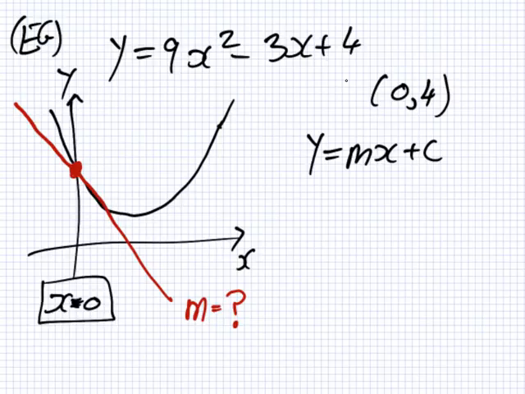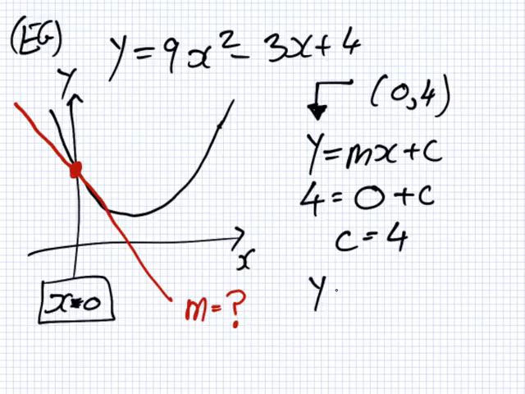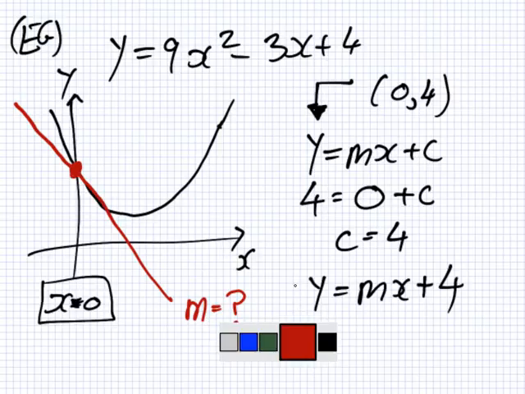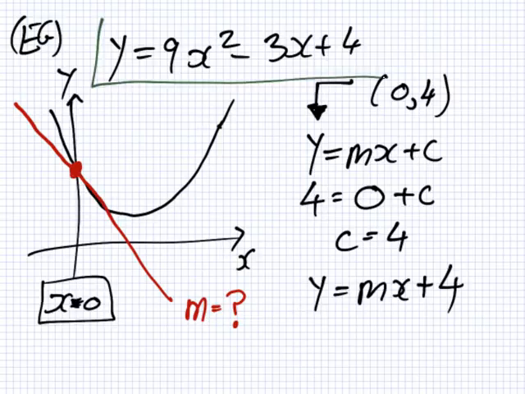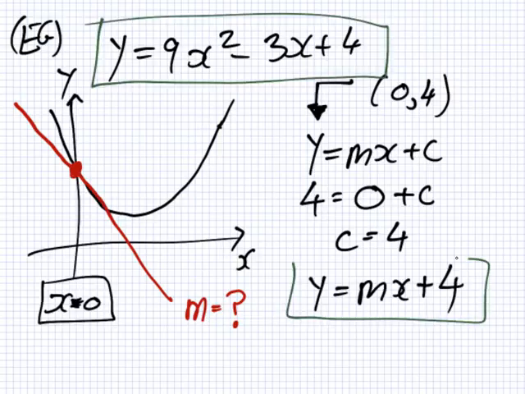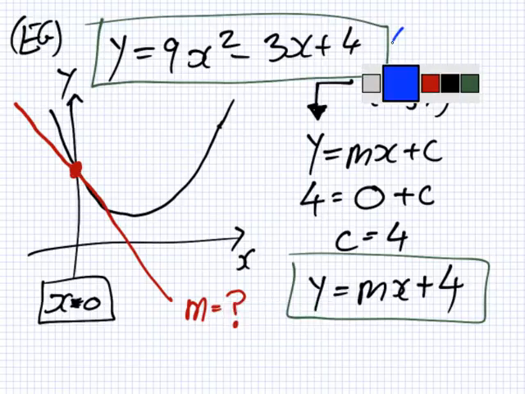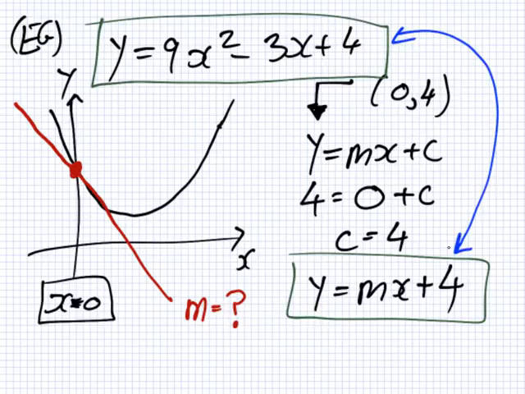If I substitute this point in, I get 4 equals 0 plus c, so c equals 4. So I get y equals mx plus 4. But again, that's not what I'm looking for. I'm looking for the m. But there is a relationship between this and this that I could use. So, what is the relationship here?